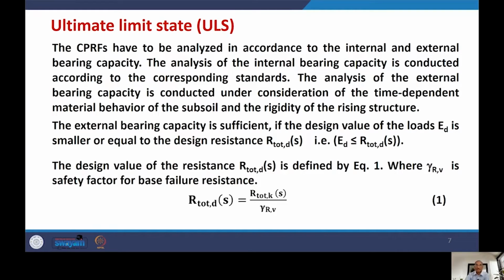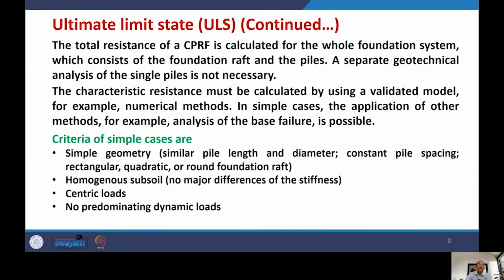Continuing with this philosophy of ultimate limit state, the total resistance of a CPRF is calculated for the whole foundation system, which consists of the foundation raft and the piles, and a separate geotechnical analysis of the single piles is not necessary. The characteristic resistance must be calculated by using a validated model, for example, numerical methods. In simple cases, the application of other methods, for example, analysis of base failure, is possible.